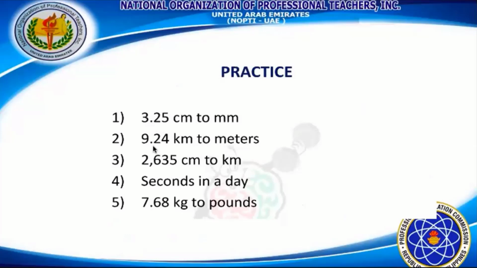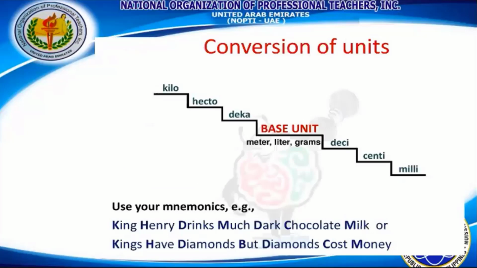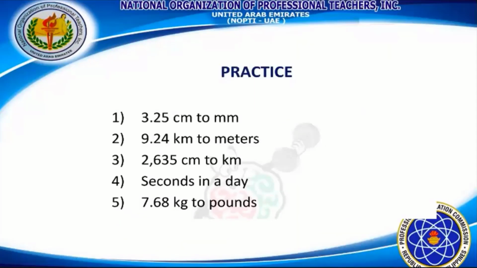Next, 9.24 kilometers to meters. You're at the base unit, and you're at kilo. So that means for every one kilo, 1,000 meters. Therefore, 9.24 kilometers is equal to 9,240 meters. You move it three times because they have three zeros. 1, 2, 3. That's it. 9.24 kilometers is equal to 9,240 meters.